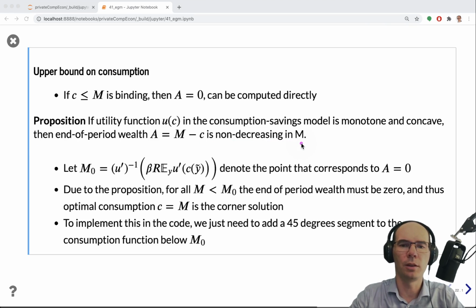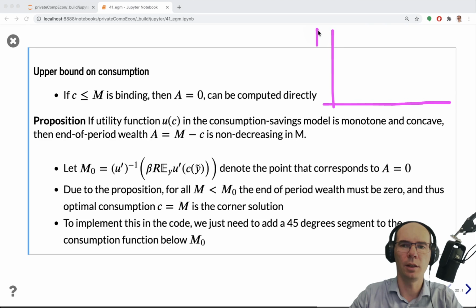So if we increase M, then the implied optimal A is going to be increasing as well. Okay? And because of this monotonicity, it is also true that if we increase A, then M would be increasing as well. Well, it says non-decreasing, right? So it's not strictly monotonic. So if we increase, it can be flat, right? Let me think about that.